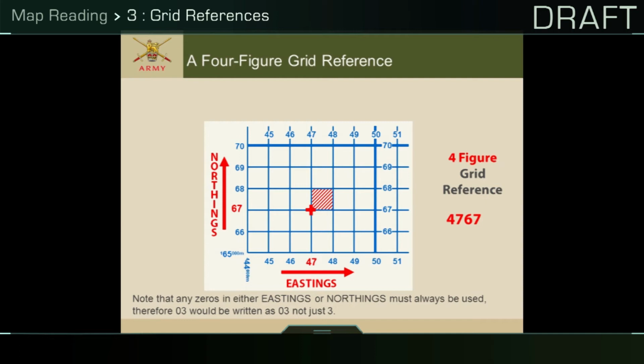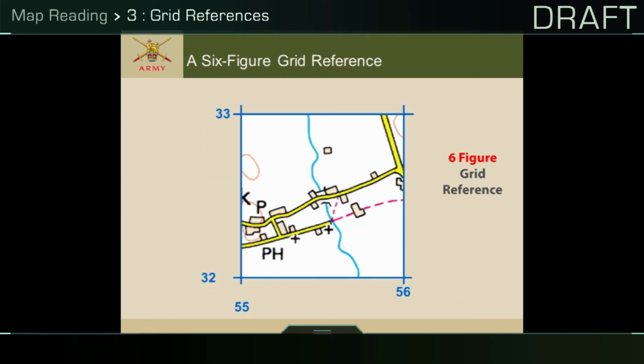A 4-figure grid reference is sufficient if you want to identify a large object like a village. However, you will want to identify positions more accurately than a 1 km square. A 6-figure grid reference will identify a location to an accuracy of 100 meters, but requires you to break the grid reference down into tenths, as shown here.